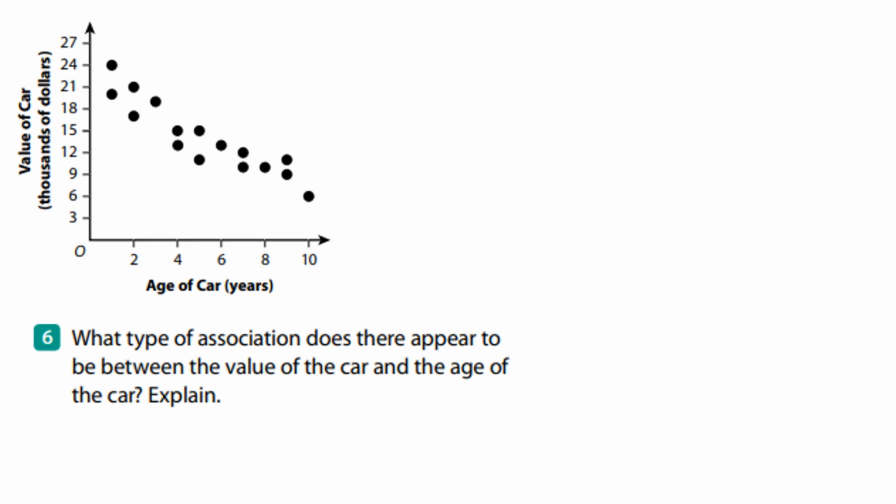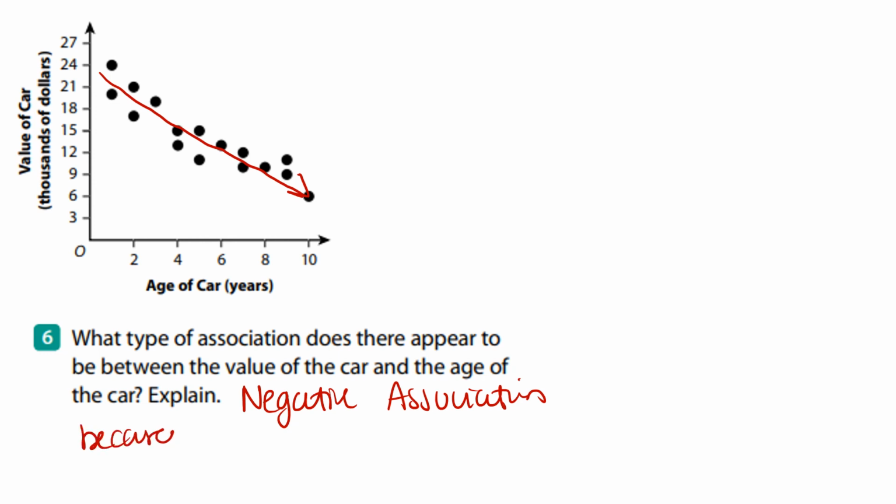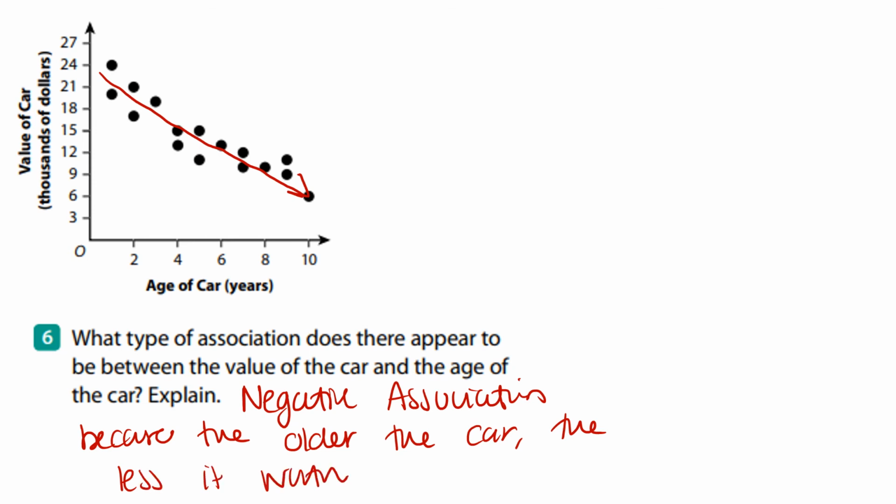Number 6, what type of association does there appear to be between the value of the car and the age of the car? Explain. Well, because our points are going in a downward trend, we would say there is a negative association. Because, and we're going to use our common sense, the older the car, the less it is worth. New cars are worth a lot of money. Old cars are worth not a lot of money.